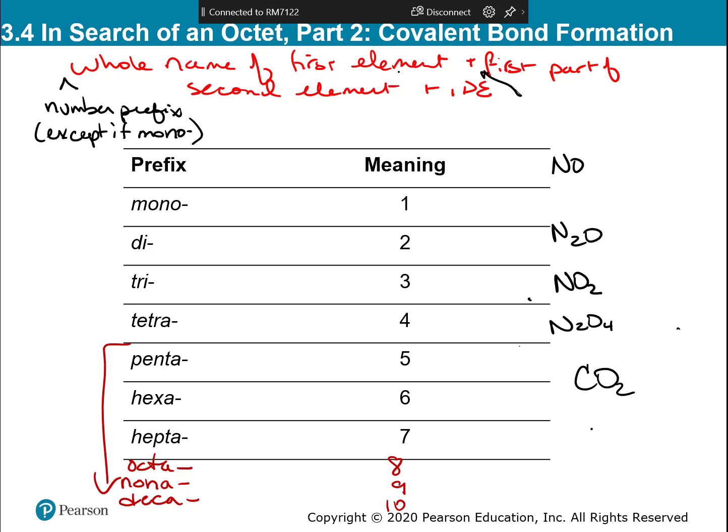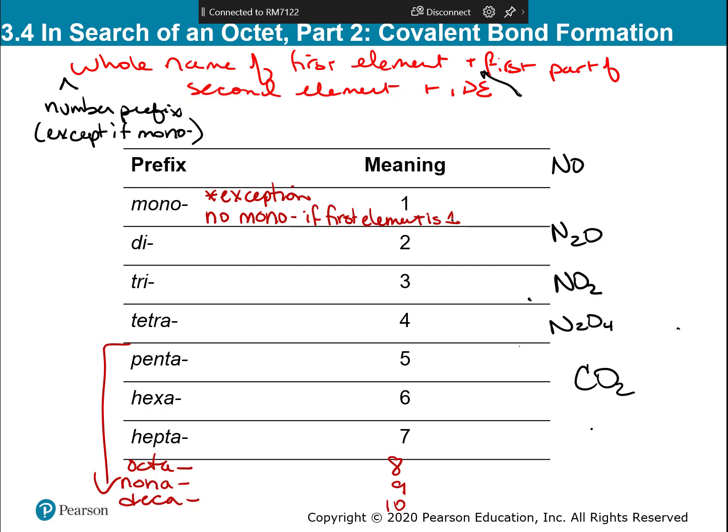So now, whole name of the first element, first part of the second element plus IDE. So do you see the part I wrote in red at the top? Do you see how that sounds just like ionic? Sodium chloride. Whole name of the first element, first part of the second element plus IDE. So that part's exactly the same. But I've got to use a number prefix to indicate the number of the first element and a number prefix to indicate the number of the second element. The only exception, I do not have to use mono if the first element is a 1. If the second element is a 1, then I do have to use it.